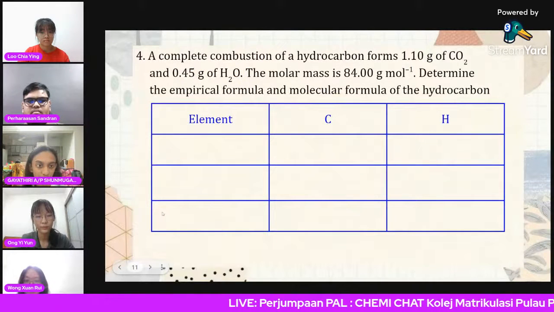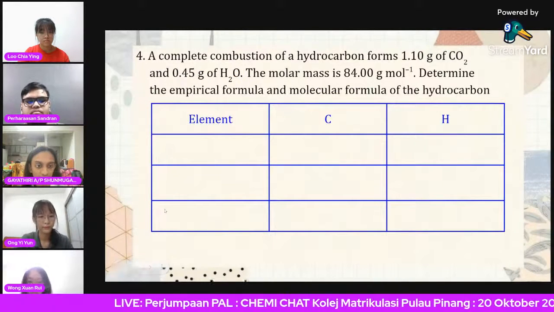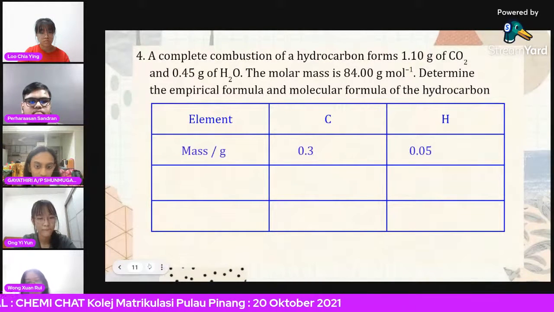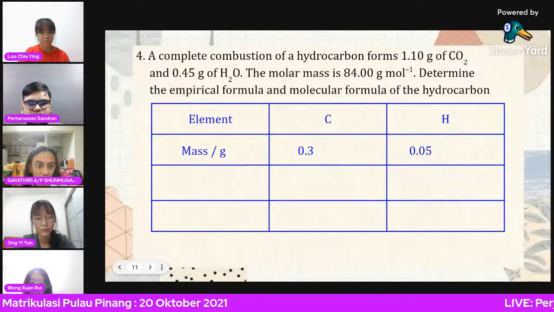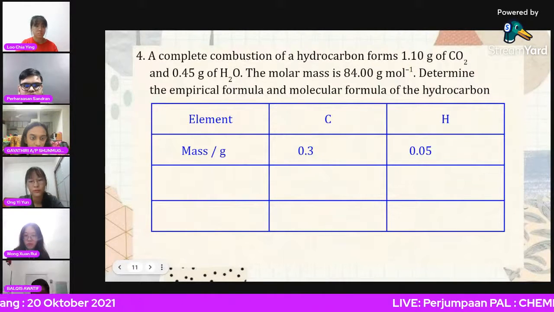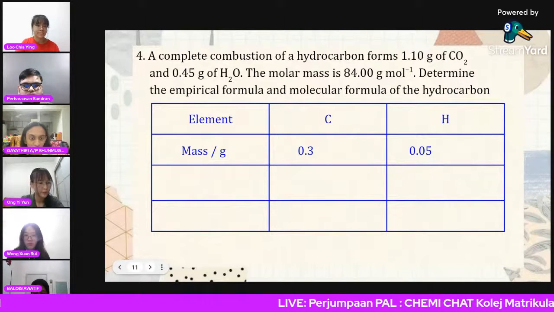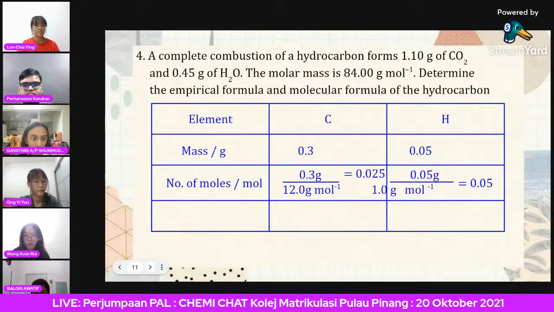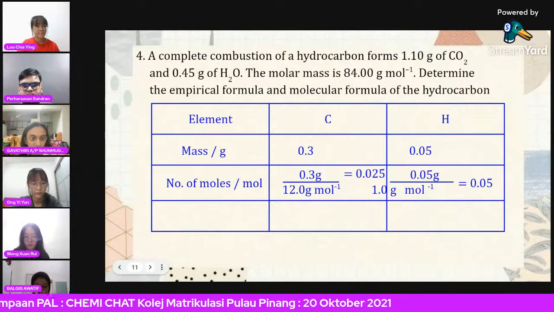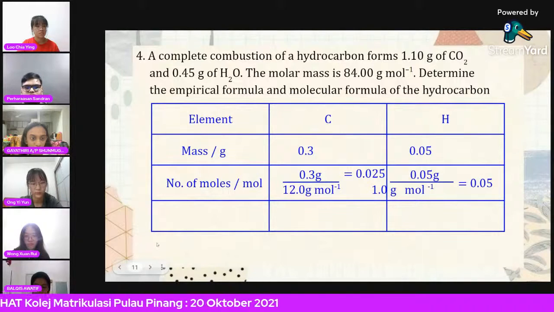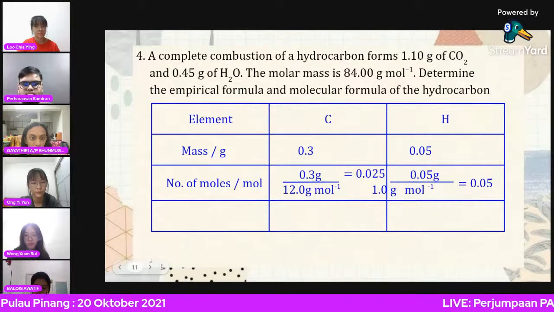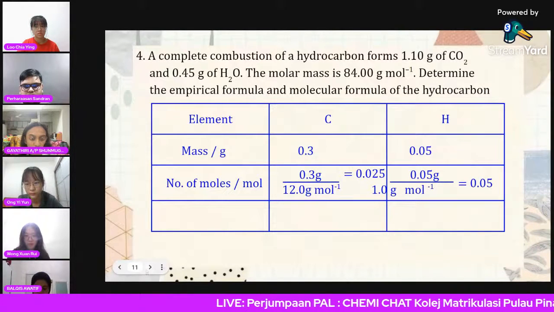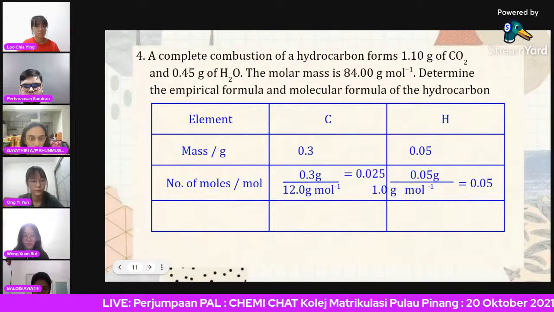In order to find the empirical formula, you have to draw the table and label it with elements C and H. Next, we have to fill in the mass of carbon, which is 0.3 gram, and the mass of hydrogen, which is 0.05 gram. Number of moles. 0.3 gram divided by 12.0 gram per mole, you will get 0.025 mole. 0.05 gram divided by 1.0 gram per mole, you will get 0.05 mole.